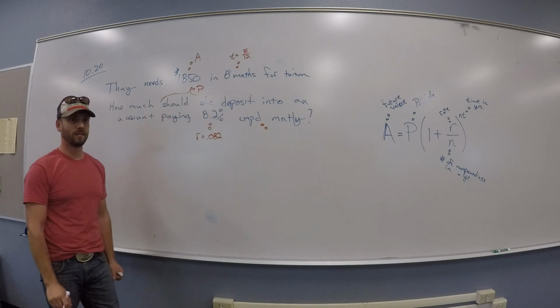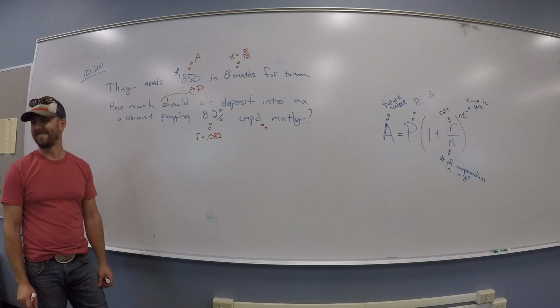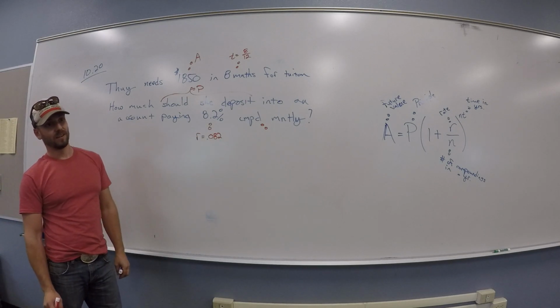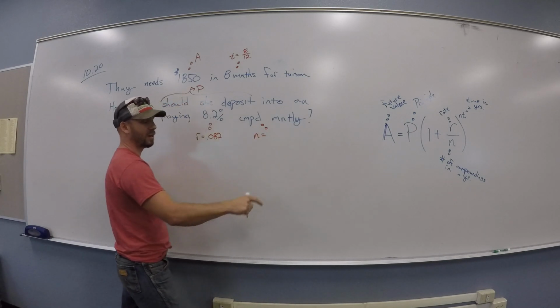So 8.2 is your rate. So your rate is 0.082. Good. Excellent moving of decimal points. Compounded monthly means 1 plus... What about 12? Which variable in the equation is that? It's n.